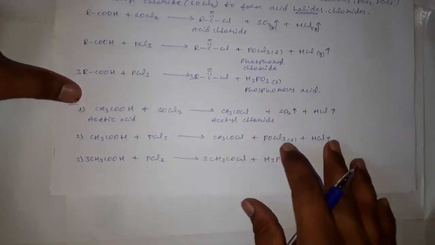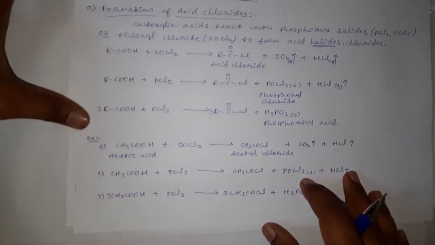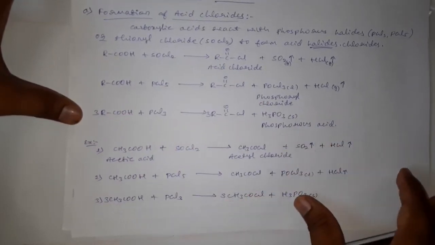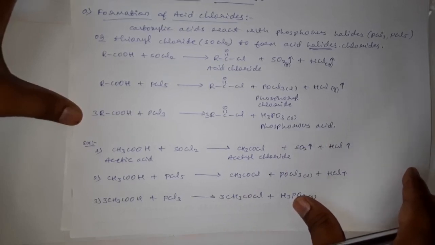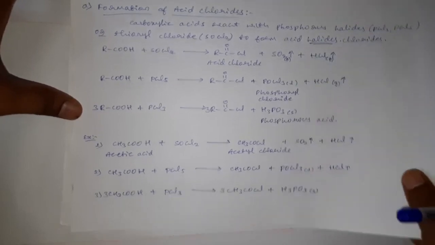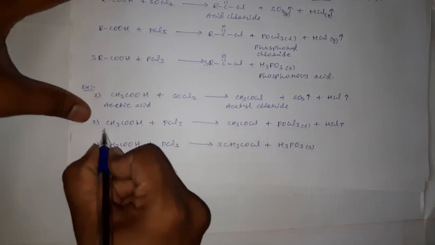Okay, these are some examples of formation of acid chlorides from carboxylic acid by reacting carboxylic acid with either phosphorus halides like PCl3 or PCl5, or thionyl chloride. Okay, and here please write down all the names.